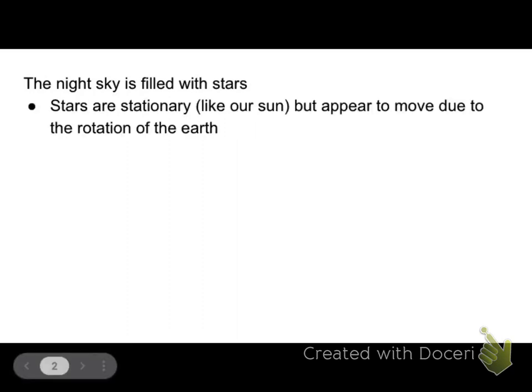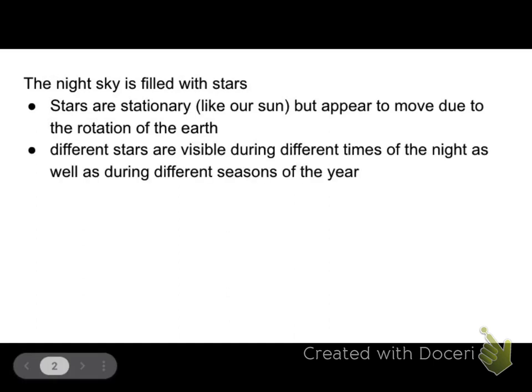Let's begin with an obvious statement. The night sky is filled with stars. Stars are stationary, like our sun, but from here on Earth, they appear to be moving because even though they are stationary in the sky, the Earth rotates on its axis once every 24 hours, and it revolves around the sun once a year, which means because we are moving in space from Earth, it looks like the stars are moving. That's why different stars are visible not only during different times of night, but also during different seasons of the year, and also depending on which hemisphere of the Earth you're on.